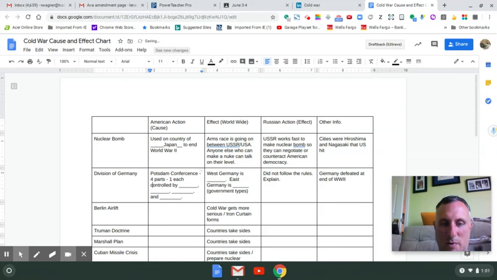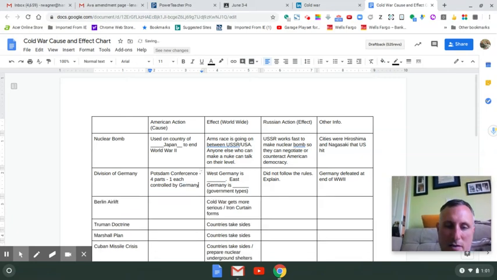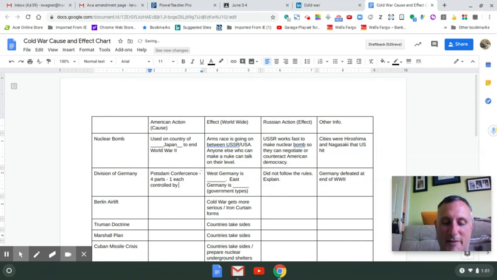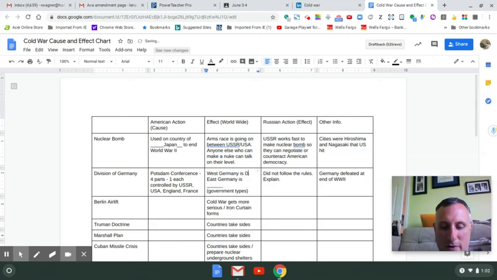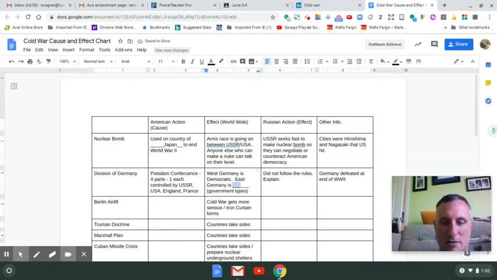It said four parts, one each controlled by the USSR, USA, England, France. West Germany, the effect worldwide: West Germany becomes democratic. East Germany is communist.